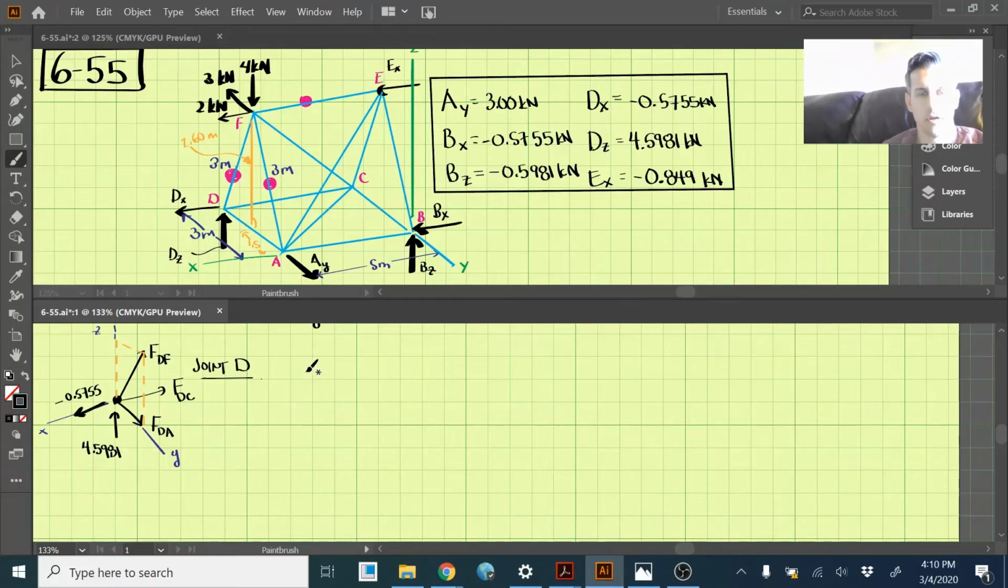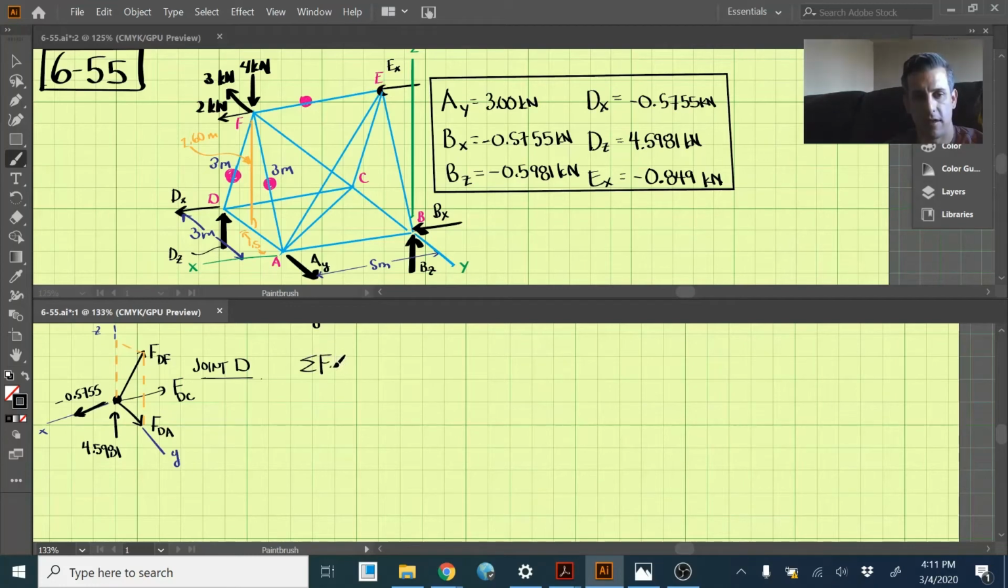Okay. So I've drawn out joint D, and it gets a little confusing here, but I put the reaction forces here and here. This one's negative 0.5755, so the arrow is actually pointing the other direction, but I just left it this way and showed it as a negative number. So let's do the sum of the forces in the z direction.